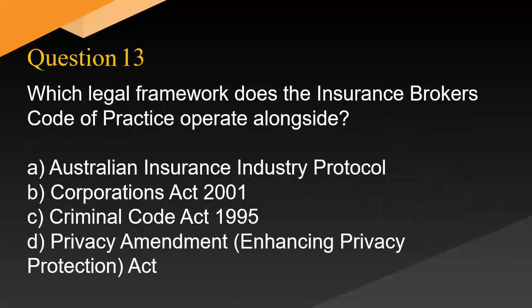Which legal framework does the Insurance Brokers Code of Practice operate alongside? A. Australian Insurance Industry Protocol. B. Corporations Act 2001. C. Criminal Code Act 1995. D. Privacy Amendment Enhancing Privacy Protection Act.